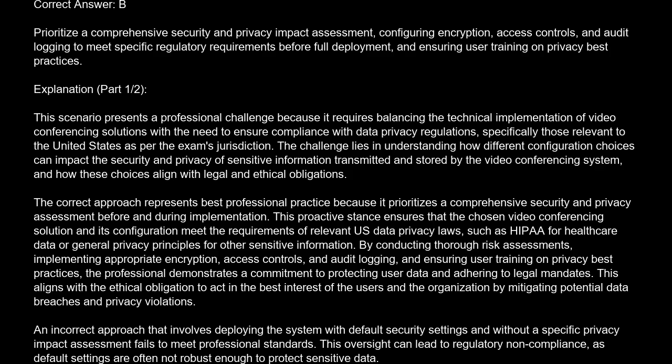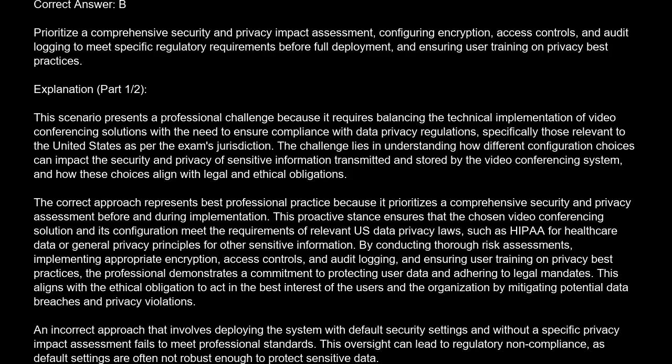Explanation. This scenario presents a professional challenge because it requires balancing the technical implementation of video conferencing solutions with the need to ensure compliance with data privacy regulations, specifically those relevant to the United States as per the exam's jurisdiction. The challenge lies in understanding how different configuration choices can impact the security and privacy of sensitive information transmitted and stored by the video conferencing system, and how these choices align with legal and ethical obligations.